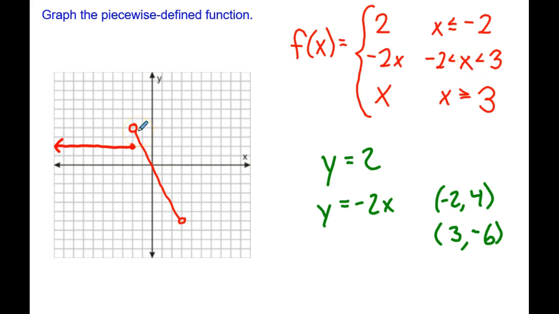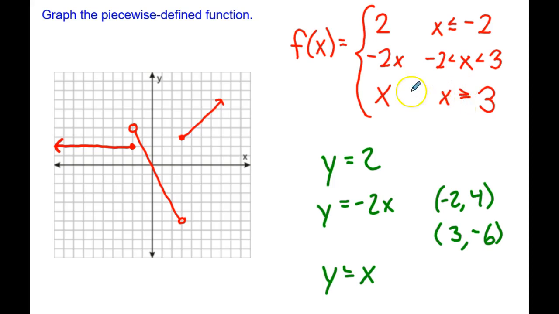So starting at this point, we know our function was y equals -2x, so if we think about slope, down 2 over 1, down 2 over 1, that pattern continues until we get to our other endpoint. Last part, now we have to go through the f of x equals x, which we can just think of as y equals x, for x values greater than or equal to 3.